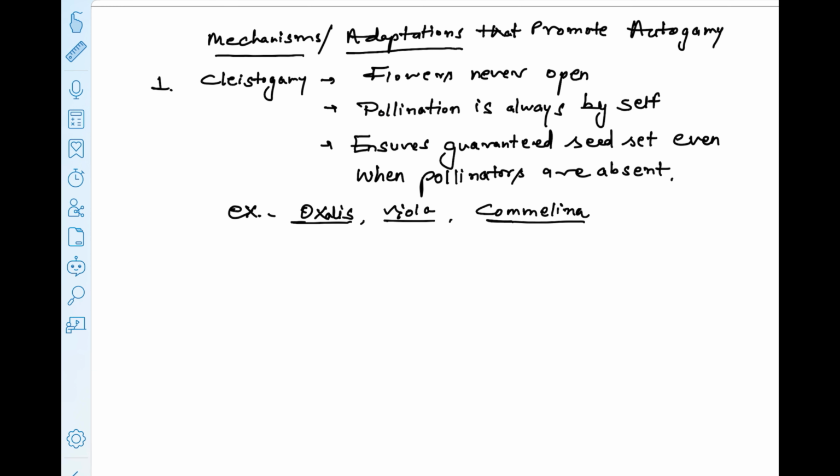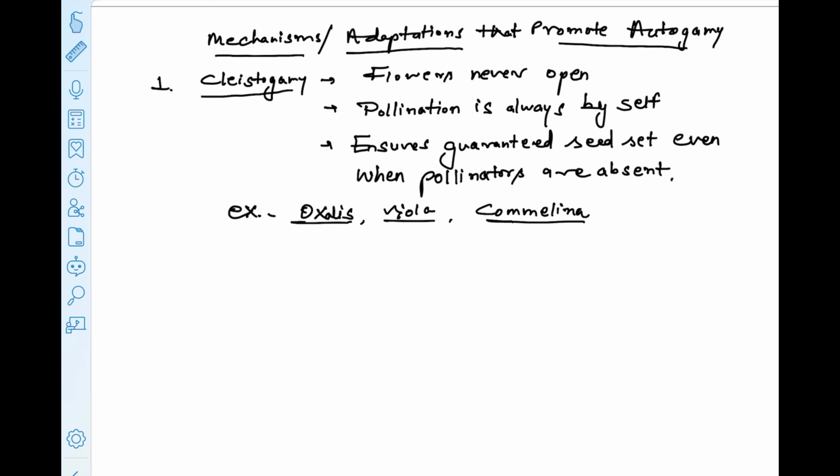Now, there are some mechanisms or adaptations that promote autogamy. First one is cleistogamy. In this adaptation, flowers never open and pollination is always by self, and it ensures guaranteed seed set even when pollinators are absent. These cleistogamous flowers never open and the pollen grains are trapped inside the same flower with the stigma. Since both the pollen and stigma are in close contact and mature together, fertilization always happens no matter what.